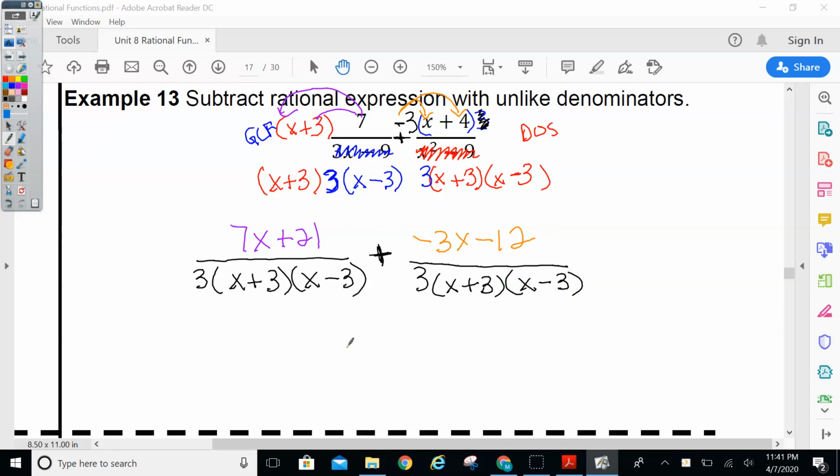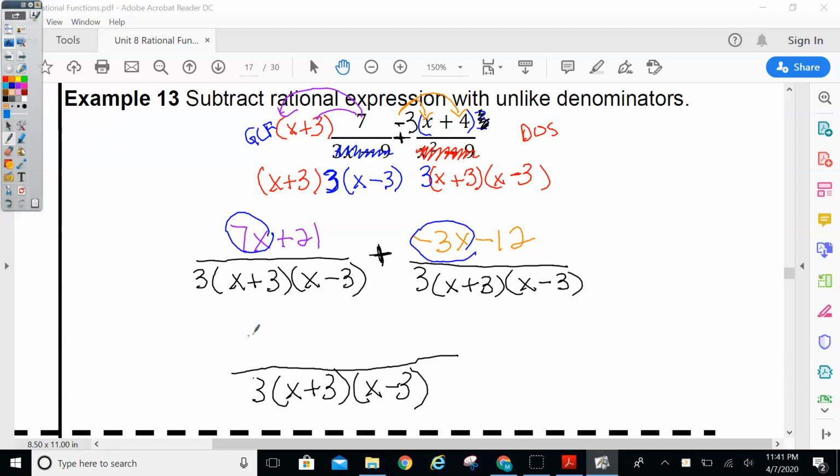Right, so since the denominators are the same, 3 times x plus 3, x minus 3, over, you just combine them again, 7x minus 3x is 4x, 21 minus 12, what's that going to give us? 21 minus 12. It's going to give us 9. Positive 9.